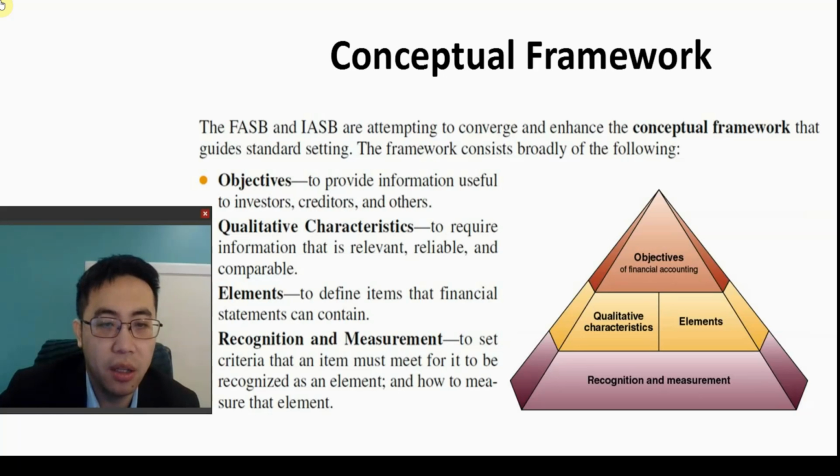The elements here are the items that financial statements can contain. So we have revenue, expenses, assets, liabilities, and equity. And each of these components could be further divided into individual elements. For more details, we will cover them in later chapters. And also we need to study recognition and measurement. These basically set criteria for an item that you should meet as an element, and how to measure that element. Do we use dollar signs, or do we use a percentage, or do we use something else?